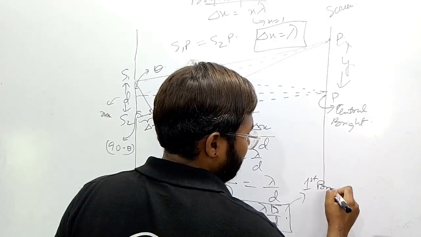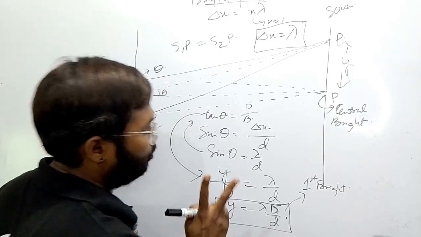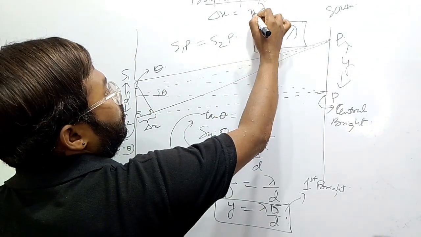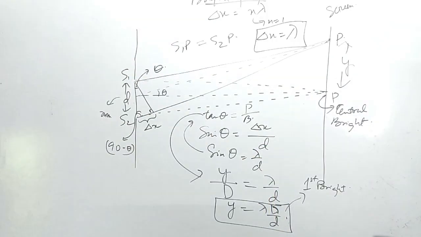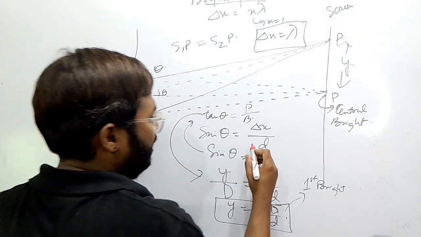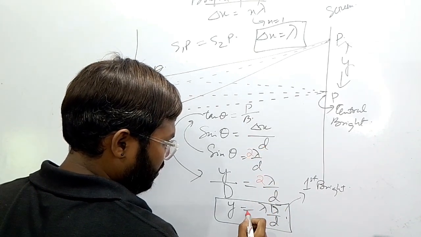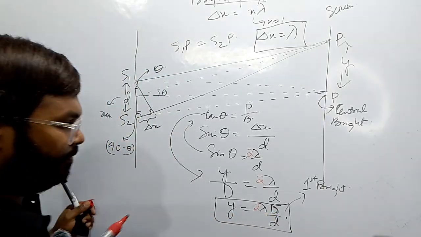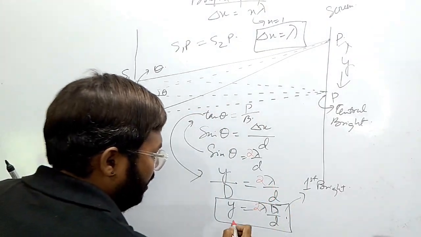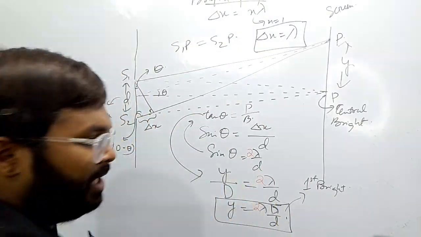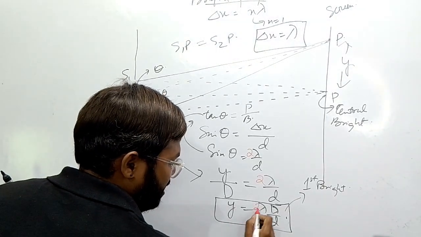First bright. And in case of the second bright, what we will do? We will consider 2 here, so 2 lambda. You will replace it with 2 lambda. Okay. And for the third, you'll consider 3 lambda, 4 lambda for 4, 5 lambda for 5.